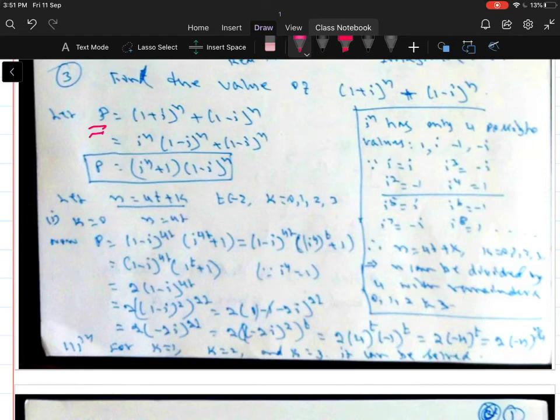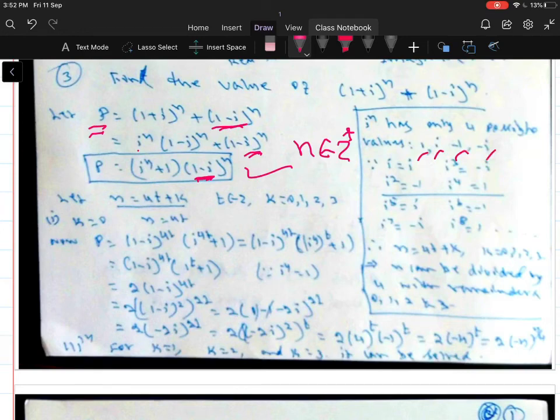Here, i power n, take it outside. I power n into, this is 1, I have written 1 by i; 1 by i is equal to minus i, that is (minus i) whole power n. As it is the second term, I have written it here. (1 minus i) whole power n is common, that I have written here, (i power n plus 1) I have written. So this is P.